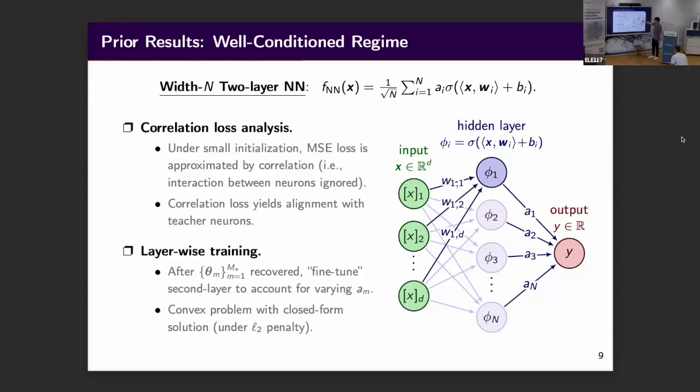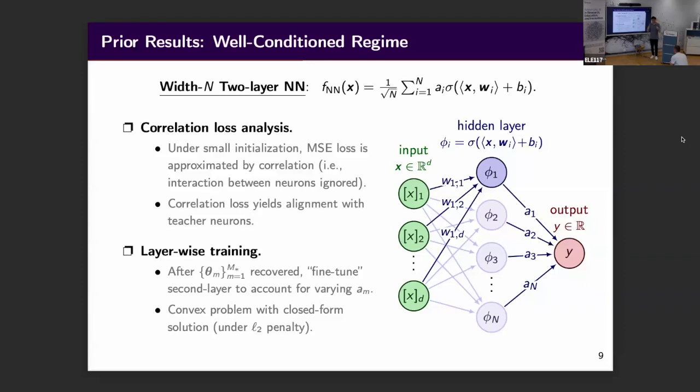Okay, and after that happens, you can refit the second layer so that you approximate the nonlinear link function. The simplifying assumption is that we assume the second layer weights are very small. So now the squared loss is approximated by the correlation loss. The nice thing about the correlation loss is that now the different pseudo neurons become independent. They don't interact with each other.